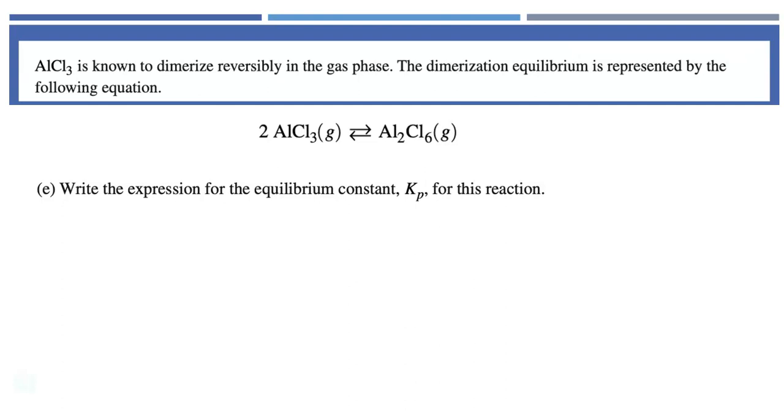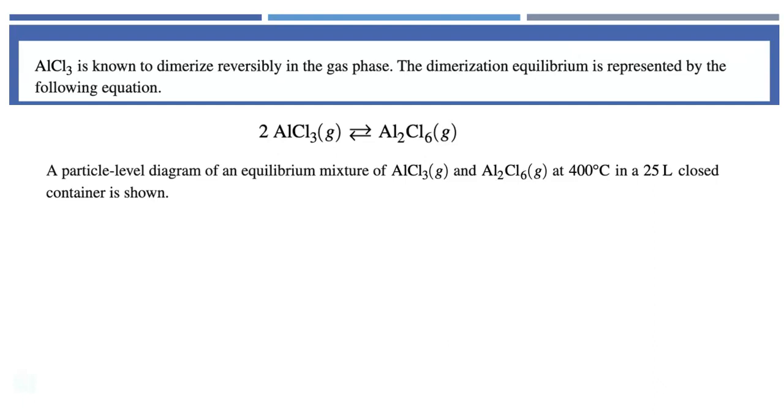Things to watch out for. It's asking for a Kp expression. This needs to be in terms of gas pressures, partial pressures, and not square brackets. If you write square brackets, you won't get credit. We also have to remember we have to do products over reactants. Coefficients become exponents. When we follow all those rules, we get this. Notice it's the partial pressure of the Al2Cl6 over the partial pressure of the AlCl3, and I have to square that because it's got a coefficient of 2 in the balanced equation. And that was worth 1 point.